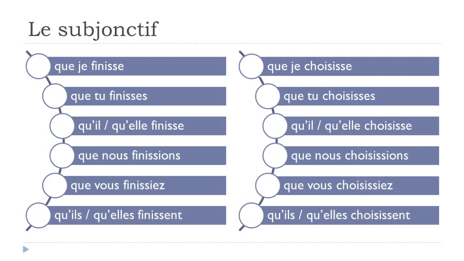So the good thing is that for the second group of verbs, you don't have any major difference between the je, tu, il, elle, nous, vous, and ils, elles. You've got the same first part, okay? You just need to put the endings after.